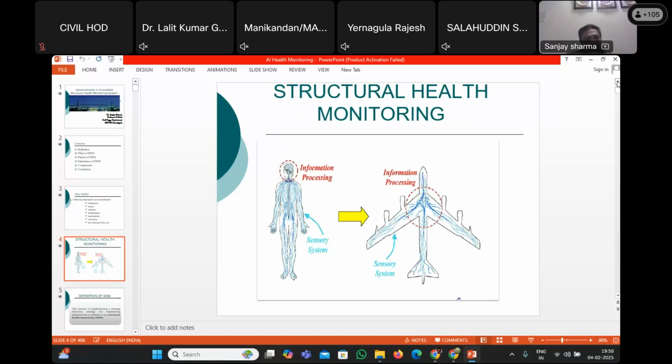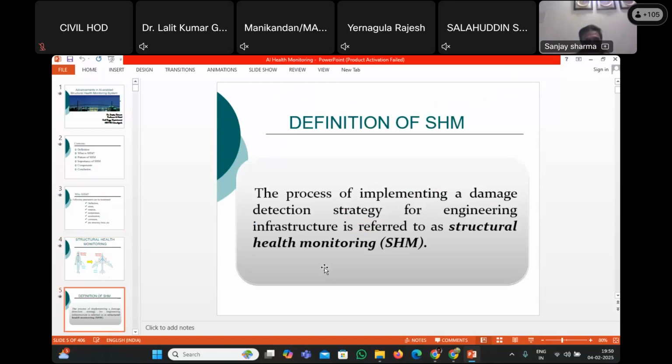Similarly, in the human body, all the information is recorded at one head. Your blood pressure, your sugar level and other things are compared with your brain, so this is again like that. We want information about what is happening in our buildings, and we need to process that information to take the necessary rehabilitation or repair measures. So we may say that the process of implementing a damage detection strategy for engineering infrastructure is referred to as structural health monitoring.